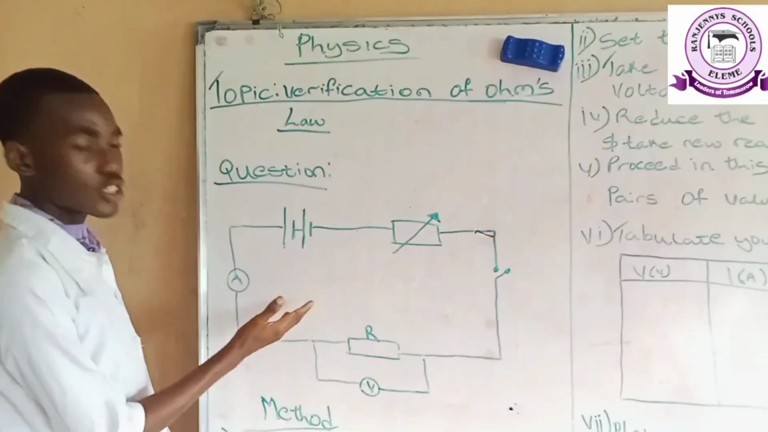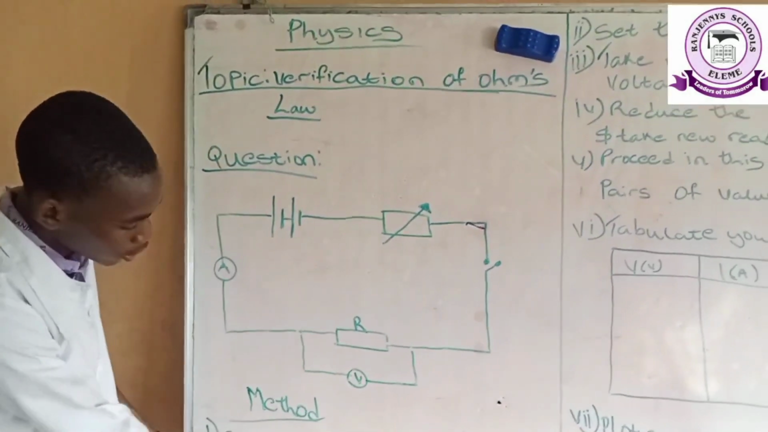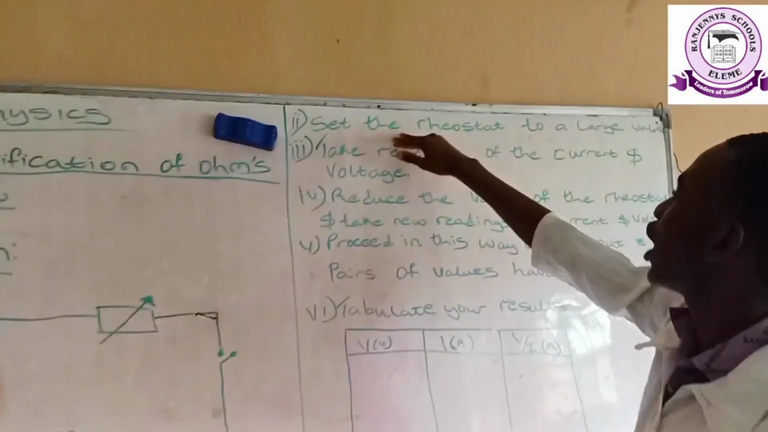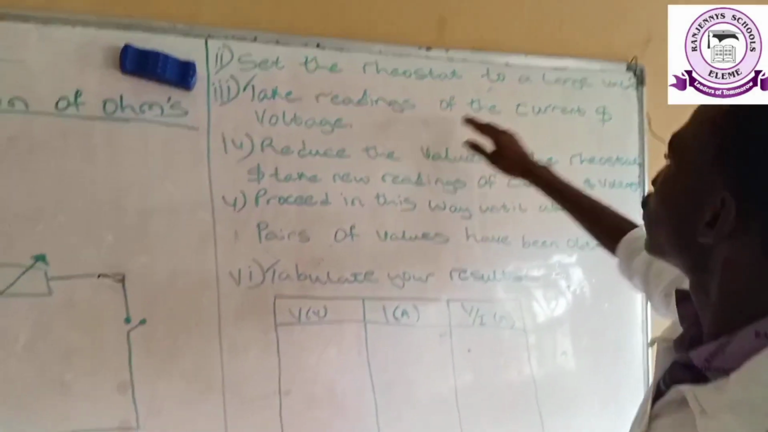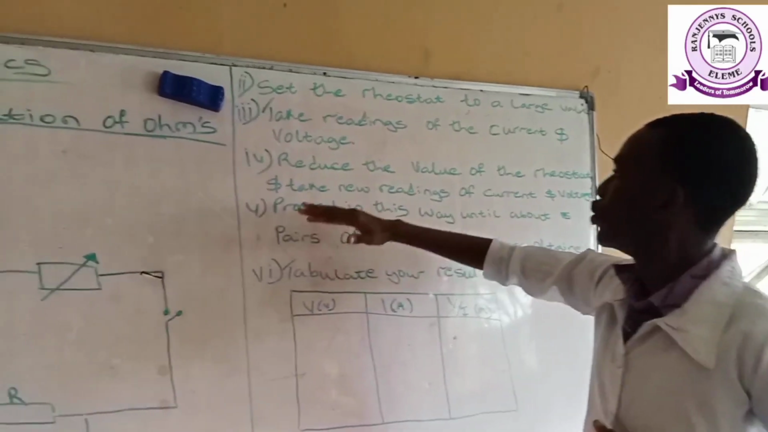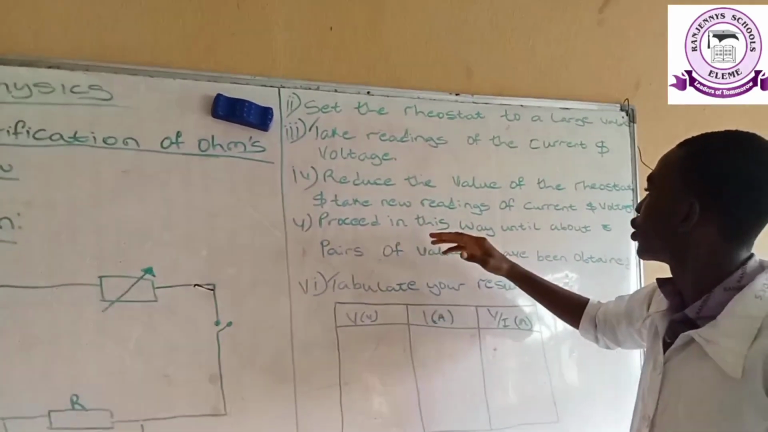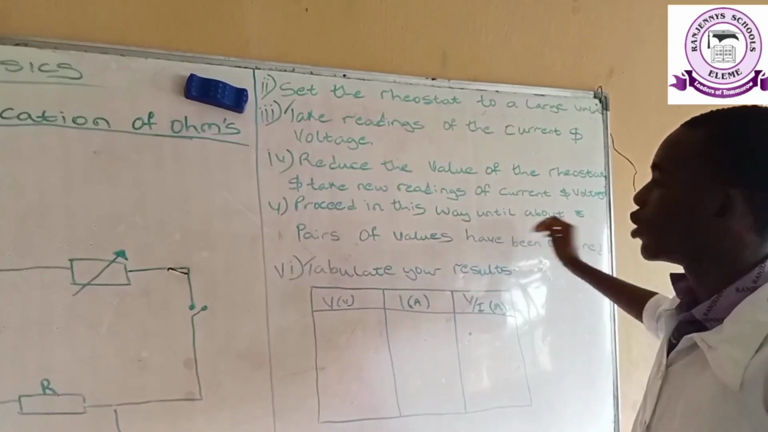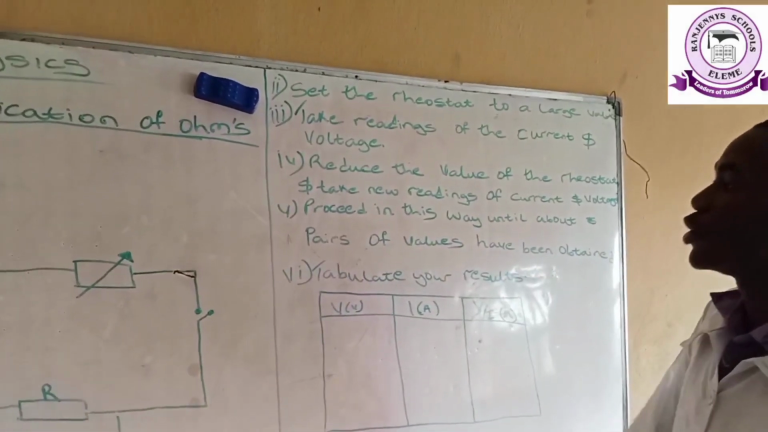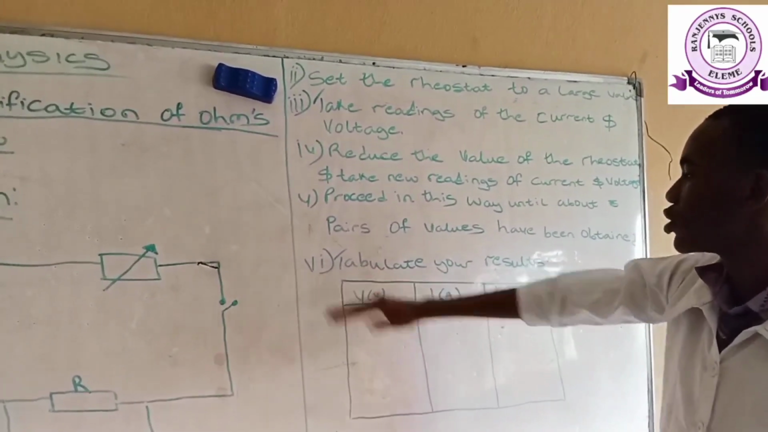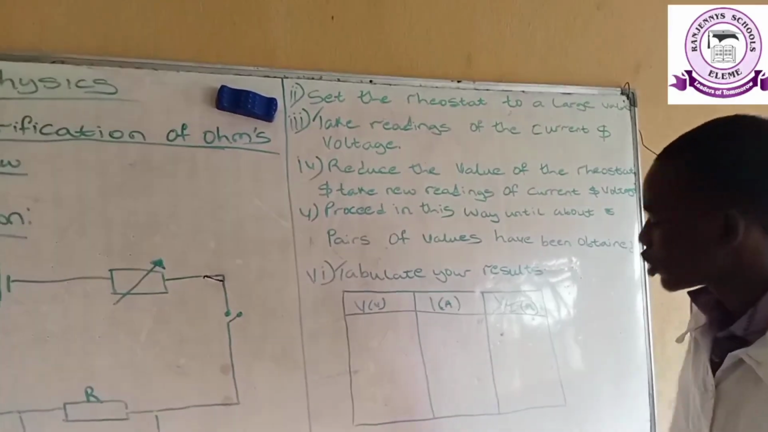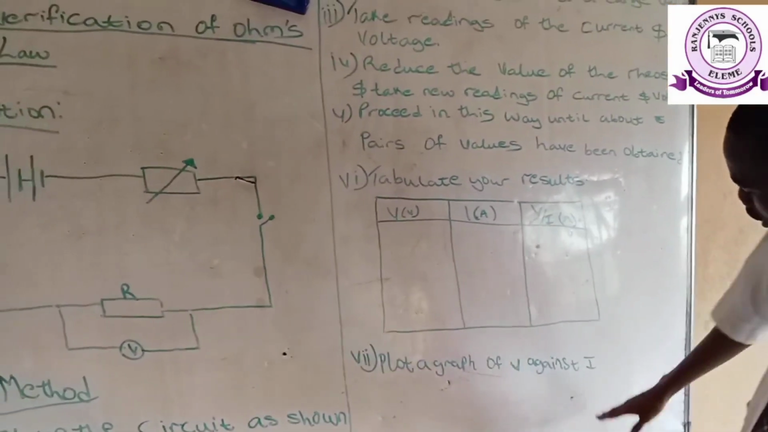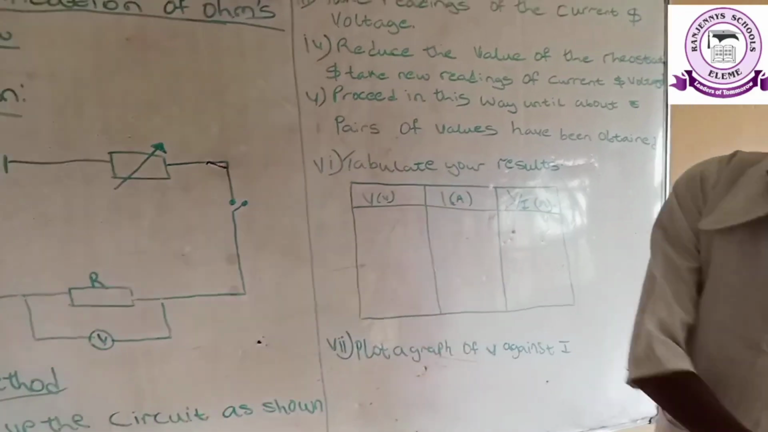So having explained our setup, the method: set up the circuit as shown in the diagram, and set the rheostat to a large value. Take the readings of the current and voltage. Reduce the value of the rheostat and take new readings of current and voltage. We proceed in this way until about 5 pairs of values have been obtained. Then we tabulate our results. Here is the table for the tabulation, and the last question is to plot a graph of voltage against current. So let's go to the practical aspect.